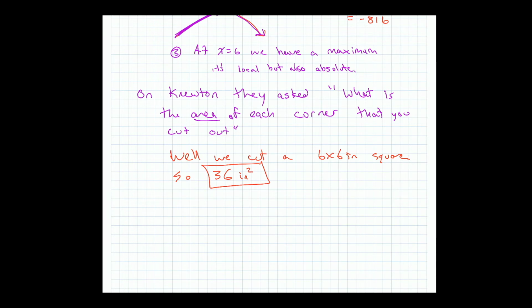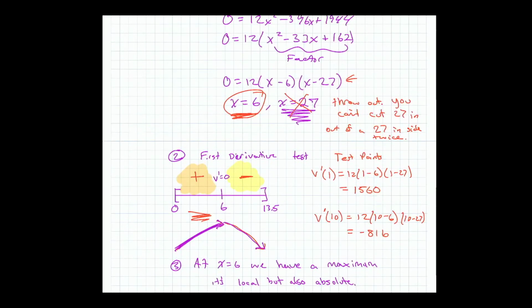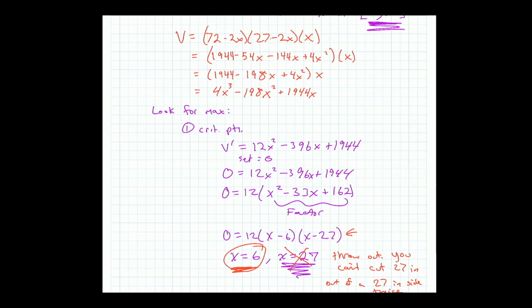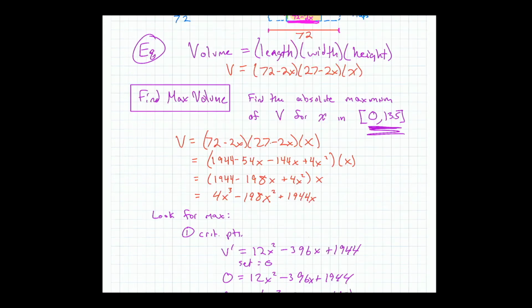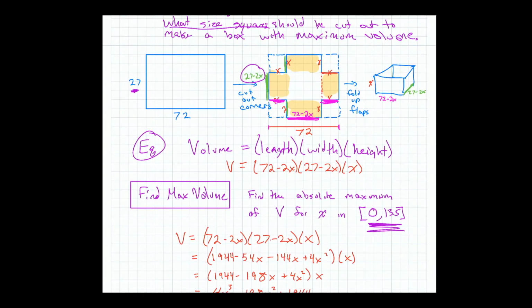So that's how these work: you could have the problem solved, but you have to make sure you answer the actual question that they asked, not some other question. They didn't ask what the volume of the box was, but we could have figured it out. They didn't ask how long and wide the box was. They didn't ask for the dimensions of the box. They only asked what is the area of the corner that we cut out. So 6 by 6, which is 36.